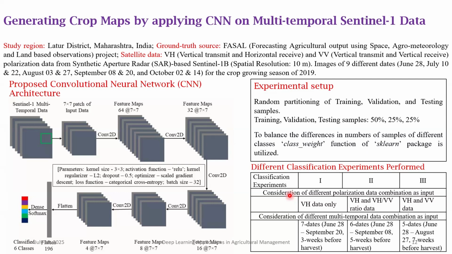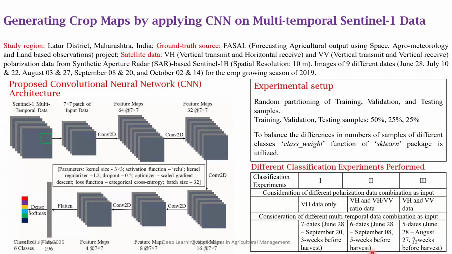And more importantly, please look at this portion. Can we come up by using only 7 dates, that is 3 weeks before harvest, what is the amount of accuracy that we are achieving, versus only a few 6 dates, that is 5 weeks before harvest, and 7 weeks before harvest, what is the kind of accuracy that we are achieving? So that is what we try to assess using various experimental techniques that we try to use by using this CNN architecture.